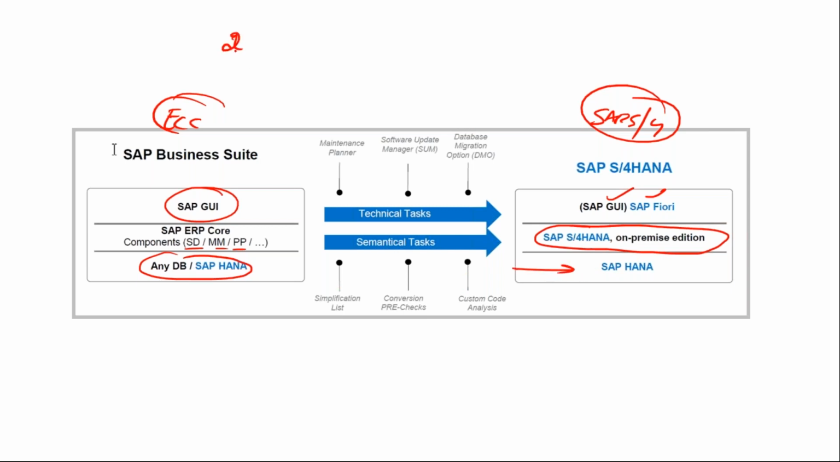Because beyond 2025, SAP will not be supporting anything apart from your S4HANA. Till 2025, they'll be supporting this particular setup. This is not supported beyond 2021. This is supported till 2025. And beyond 2025, only this particular system will be supported. That has been communicated to all the customers from SAP's end as well.